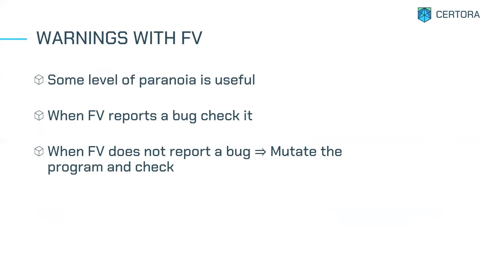Of course, when you work with this, especially when you are a beginner, don't be so happy, and some level of paranoia is useful. So if the formal verification gave you a bug, check it, of course. But if the formal verification says no bug, the first thing to check is whether there is a problem with your specification. You can mutate the program, even manually insert a bug, and see what happens. So basically, check the tool. If you work with a tool, including ours, it is very useful to check the usefulness of the tool by changing your program and seeing if the rule is violated.